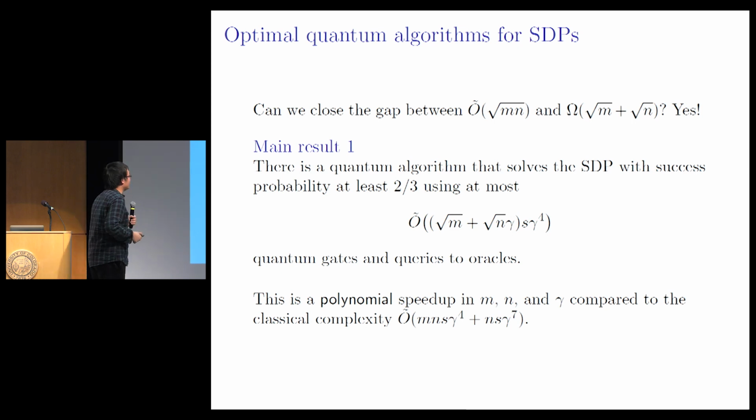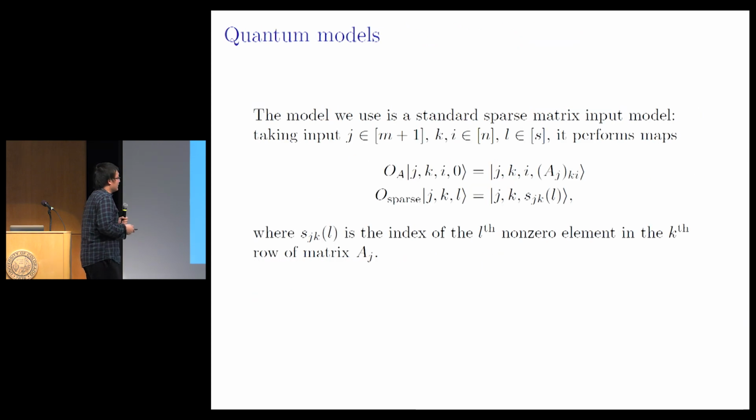So I think here I probably need to be a little bit more careful, because I mentioned quantum gates and queries to oracles. But what are the oracles here? This aligns with previous quantum algorithm literature, especially for sparse matrices. So here we just call it the sparse matrix input model. That is, we have two kinds of unitaries. If we have indexes j, k, and i, the first oracle is going to return the element of the matrix A_j that is in the kth row and ith column.